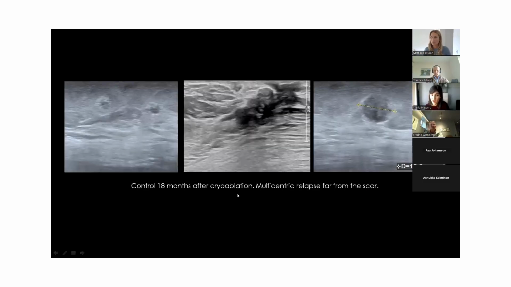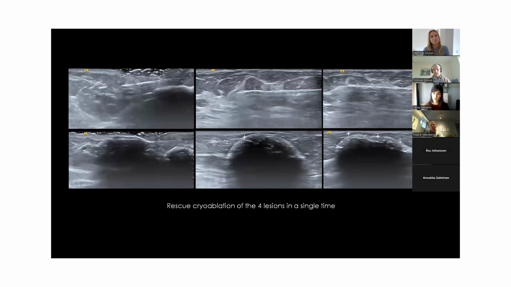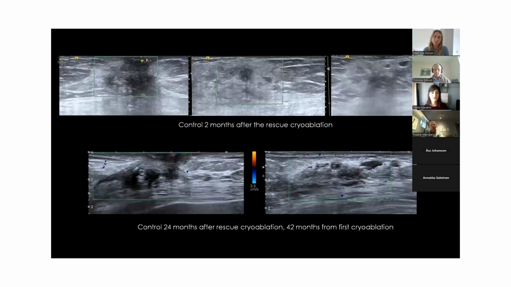But 18 months after, we saw this multicentric relapse with 4 new tumor lesions located far from the cryoablation scar. So this is not a cryo failure. We know this is because the tumor became resistant to hormonal treatment, so we don't have that help from hormonal therapy to stabilize the disease. So we did another procedure to these 4 new lesions in a single time, as you can see here. And after that rescue cryoablation, the patient evolved very well with no relapses until today. Last control was 42 months from the first cryoablation.